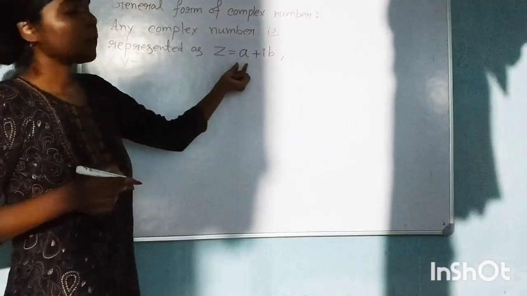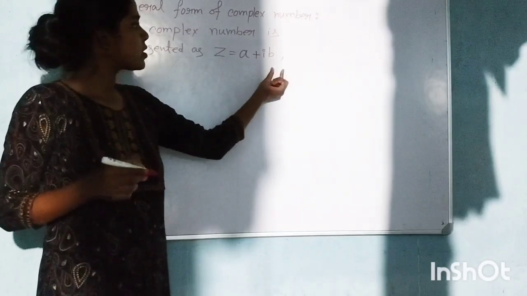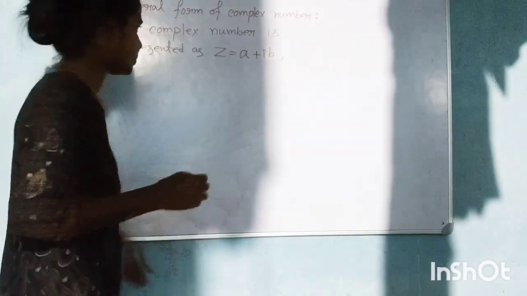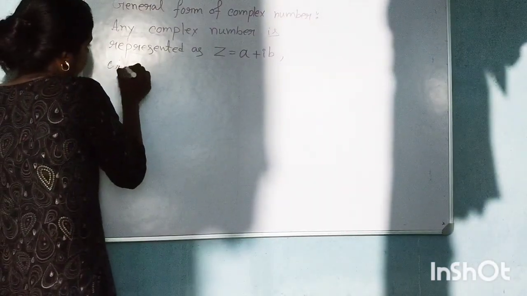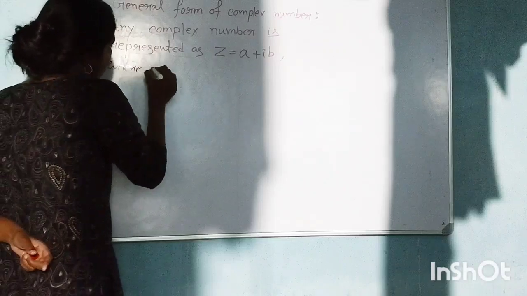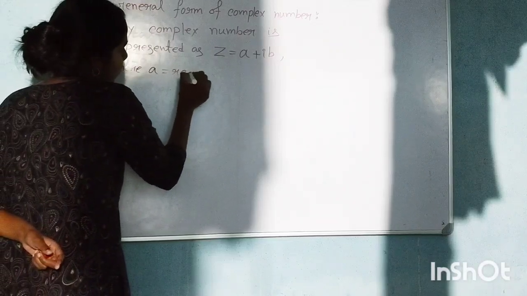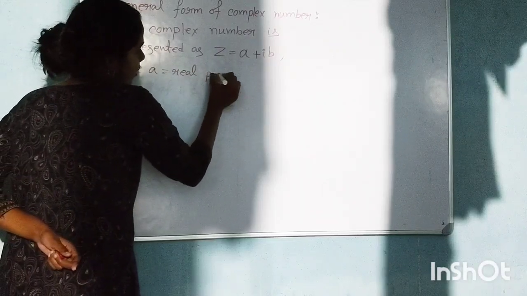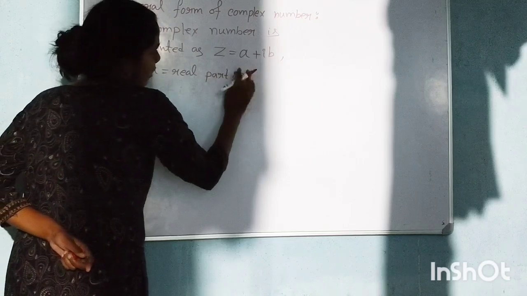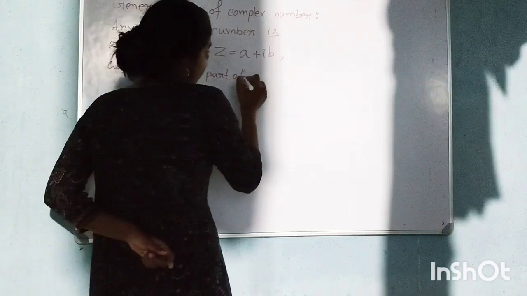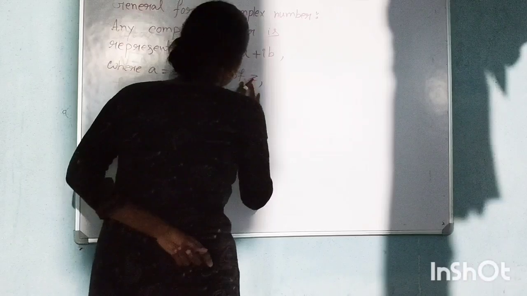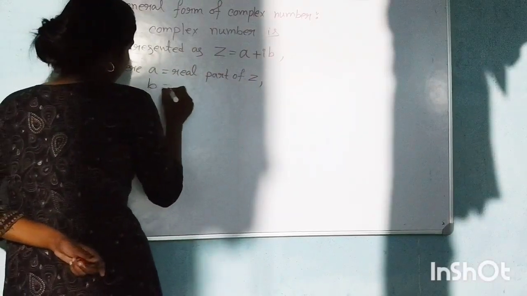Where a is called the real part of z and b is called imaginary part of z. Where a equal to real part of z and b is called imaginary part of z.